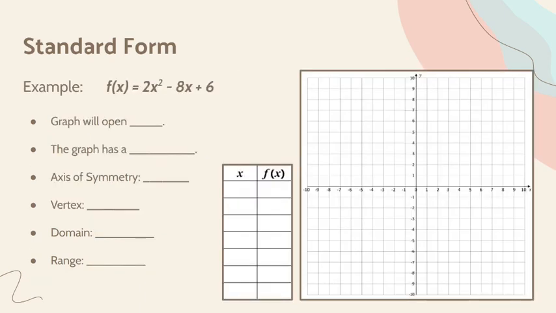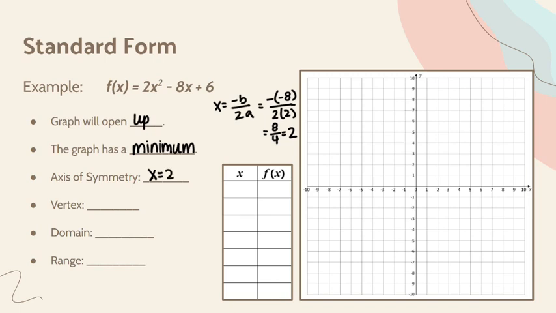So to graph an example, let's first talk about the characteristics. This graph will open up because a is 2 in this case and is positive. The graph will have a minimum because it opens upward. The axis of symmetry, we're going to use our formula, x equals negative b over 2a. So we'll have negative 8 over 2 times 2, which is going to give us positive 8 over positive 4, which is 2. So our axis of symmetry is x equals 2.